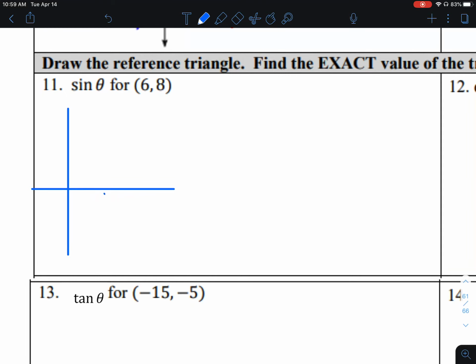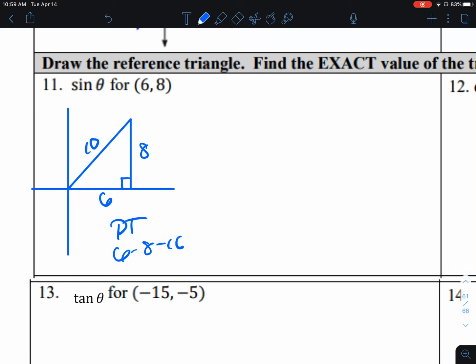So that's saying that we're going to go to the right 6. We're going to go up 8. So that gives us this triangle here. X is 6, y is 8. We don't know what r is. Or do we? This is a Pythagorean triple.